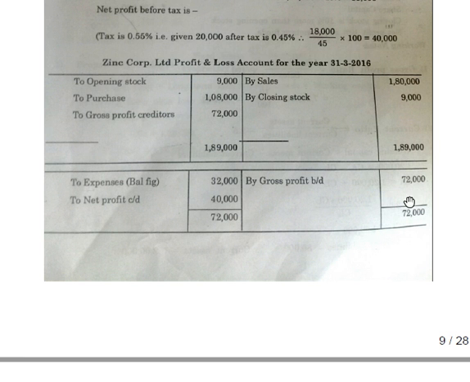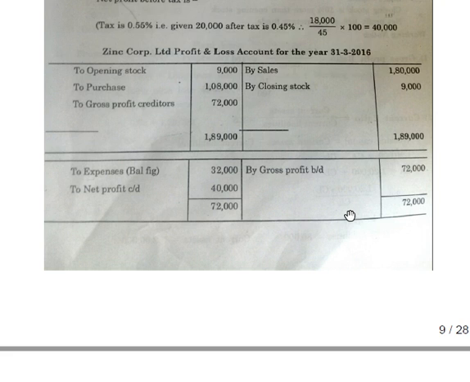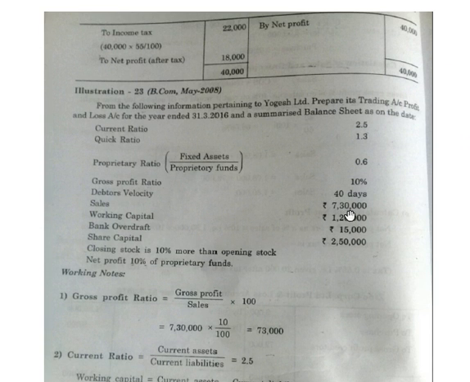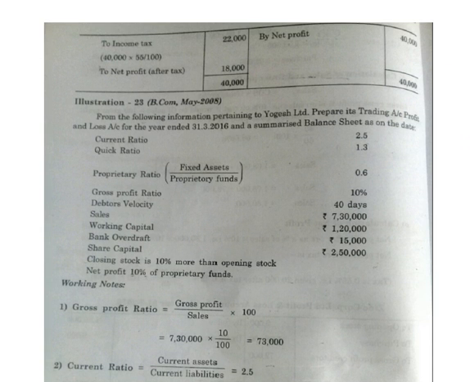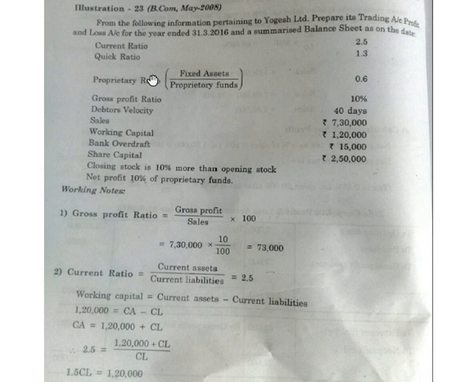Now gross profit brought down is 72,000. The expenses are nothing but the balancing figure, because we have the net profit which we calculated, which is 40,000. So expenses is 32,000 and the total is 72,000. By net profit 40,000. Now net profit after tax, which is given in the question, is 18,000. So income tax is nothing but the balancing figure, which is 22,000, which is 55% of 40,000 net profit. Now moving on to the next question.